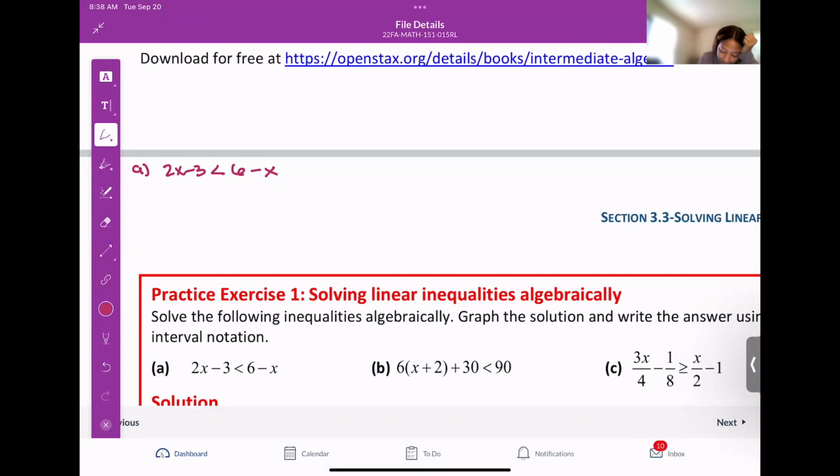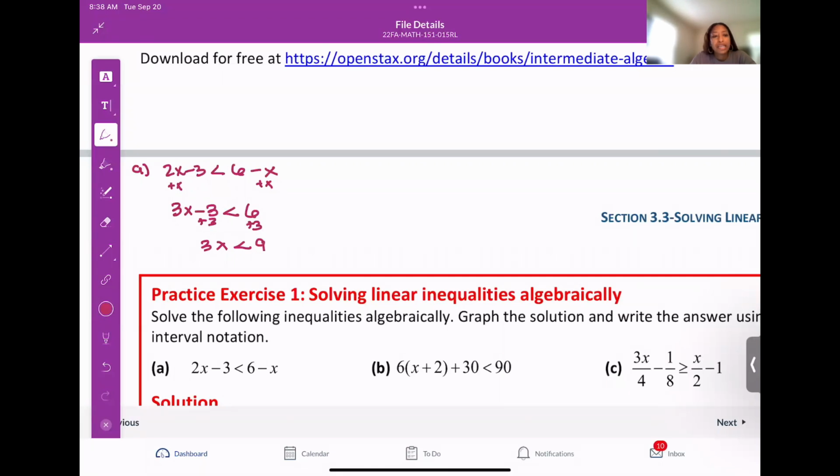So if we add an x to both sides, this becomes 3x minus 3 is less than 6. So far, so good, right? Then next, we need to move all of the constants to one side. So I'm going to take that subtraction of 3 and add 3 to both sides. Then we end up with 3x is less than 9.